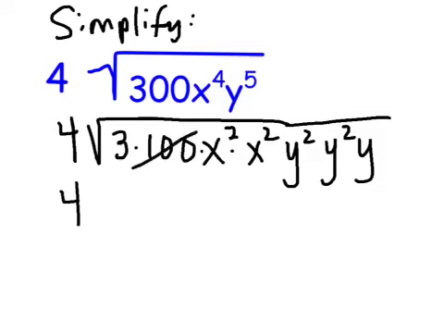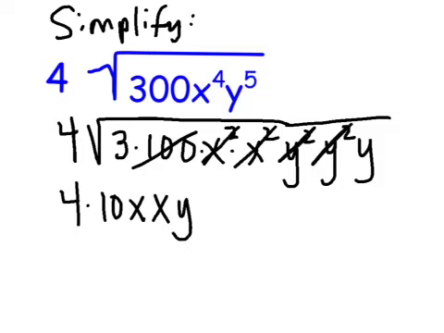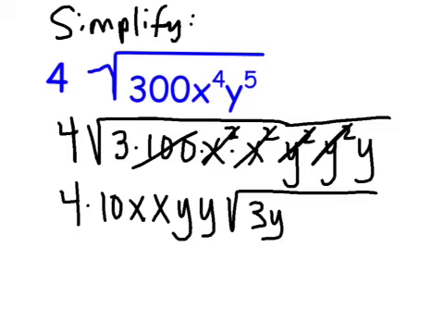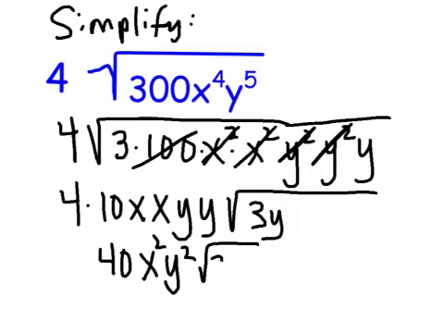3 stays under. Square root of 100 is 10, so you bring that to the outside and multiply it by the 4. Square root of x squared is x, bring that out. Square root of x squared is x, bring it out. Square root of y squared is y. Now you have to figure out what's left under there: a 3 and a y. Now all the stuff out in front gets multiplied together. So you get 4 times 10 for 40. x times x is x squared. y times y is y squared, times the square root of 3y.